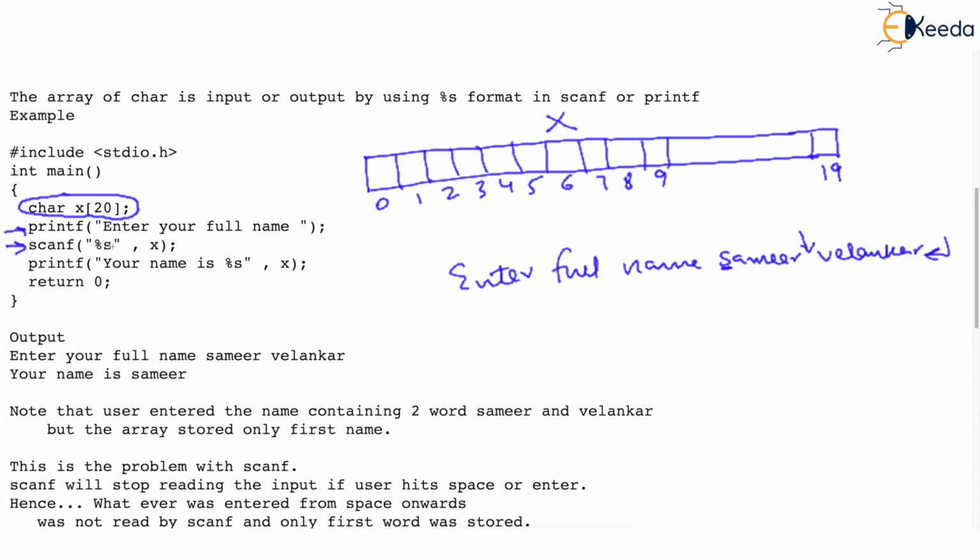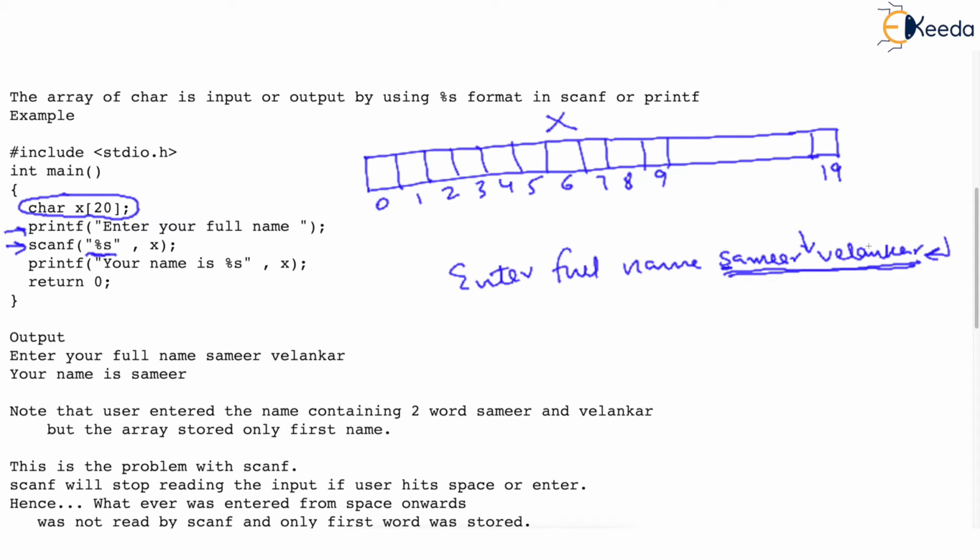This scanf is responsible for taking this input. The input will be taken by scanf and the format used is %s. It's so simple. %d for integer, %f for float, %lf for double. Double is also called a long float. That's why %lf. %c for character, %s for string. Yes, we are inputting a string.